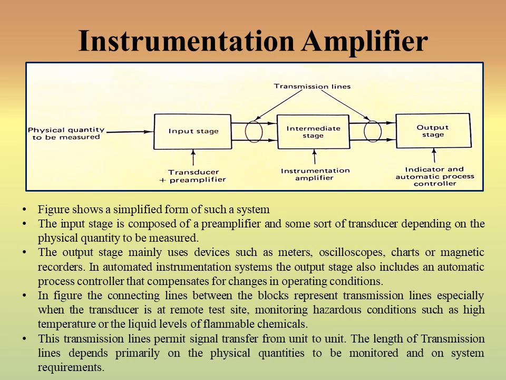If we use normal wires, then the leakage will be more and the signal will get distorted. The length of the transmission line depends primarily on the physical quantities to be monitored and on the system requirement. So if we are dealing with something that is kept at a very remote place and we have to study it, then the length of the transmission line will be more, otherwise it will be less.